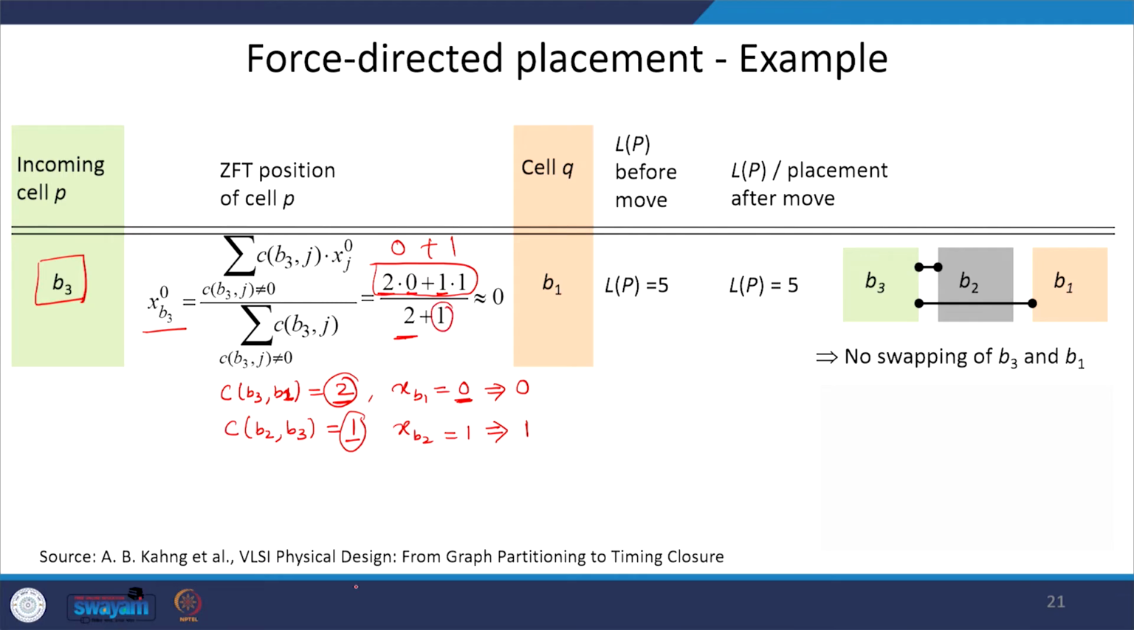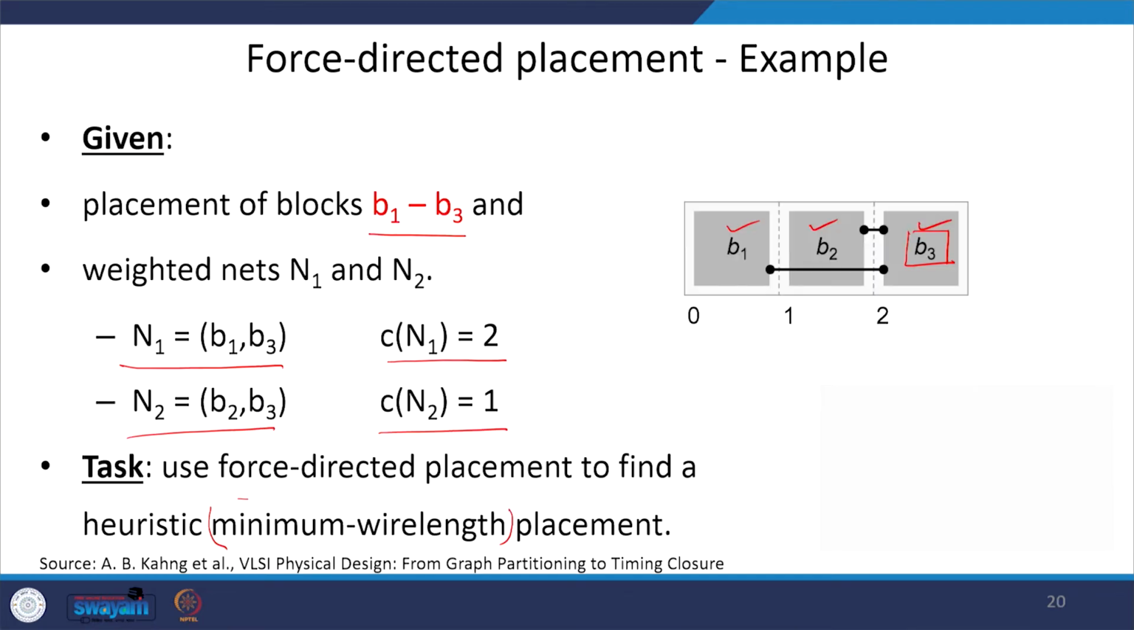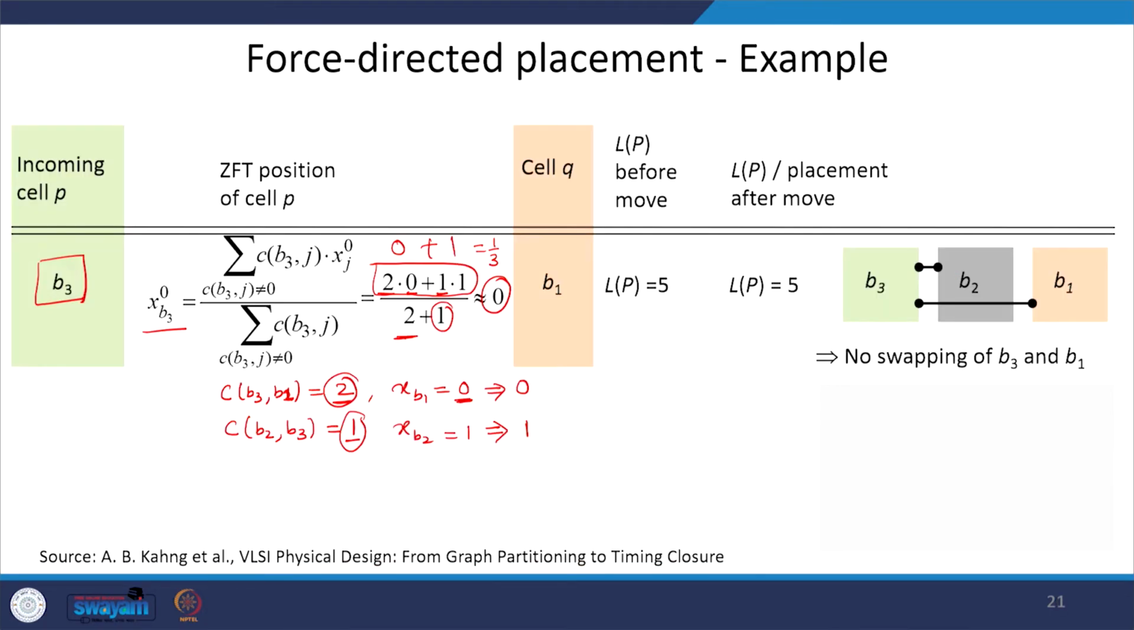So, this will be 1 by 3. The answer should actually be 1 by 3, but if you round down then it will be 0. So, the B3 ZFT position is 0 comma 0. In the initial placement, B3 is at 2 comma 0, but after calculating, the ZFT position for B3 is 0 comma 0.